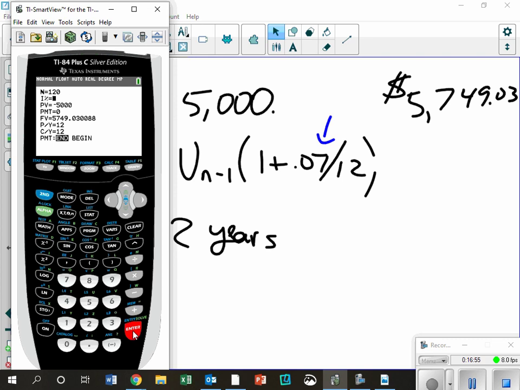And that is 120 months. Interest rate is 5%. How much did you borrow? Remember, this is negative. Negative. No, wait, it's not negative.